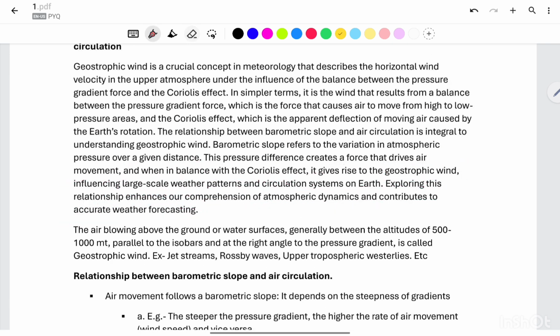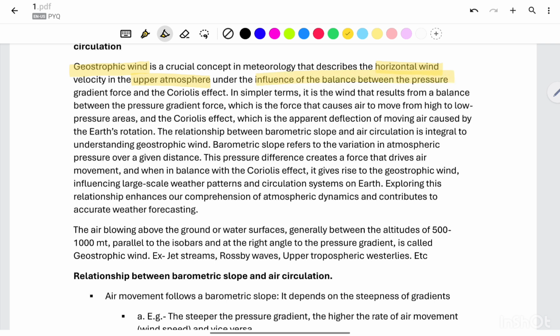When we go for a recap now, what is a geostrophic wind? It describes the horizontal wind velocity, right? The horizontal wind velocity in the upper atmosphere. This is under the influence of a balance between the pressure gradient and Coriolis force. In simpler terms, it is the wind that is because of a balance between the pressure gradient force, which is the force that causes air to move from high pressure to low pressure areas, and the Coriolis effect, which is the deflection of the moving wind caused by the rotation of the earth.